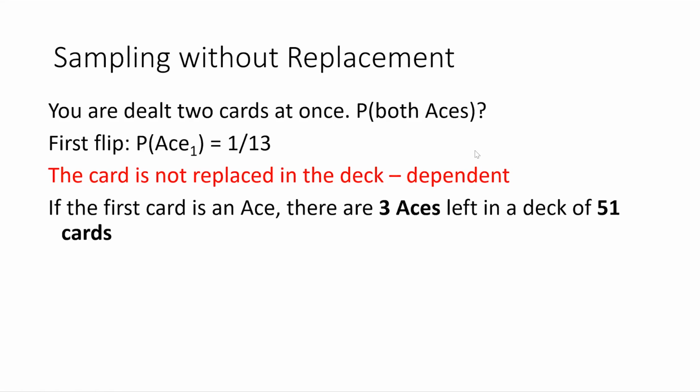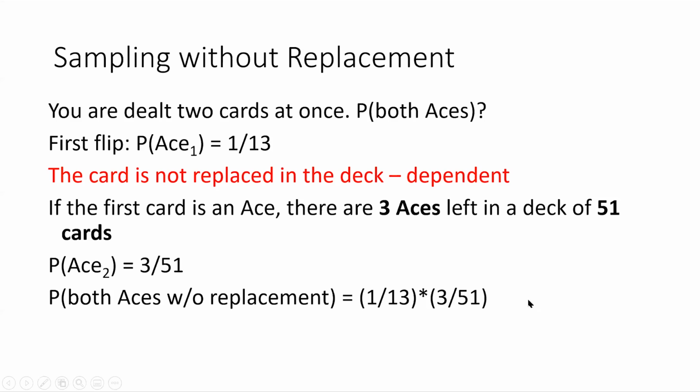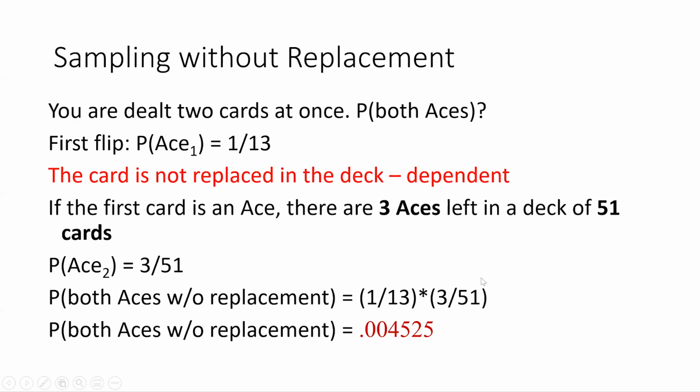If the first card is an ace, that means there are only 3 aces left in the deck of 51 cards. Probability of getting a second ace is now 3 out of 51. So the probability of getting 2 aces without replacement is 1 over 13 times 3 out of 51, which is 0.00452. So a little bit worse. We have slightly less odds of getting 2 aces if we already have one.